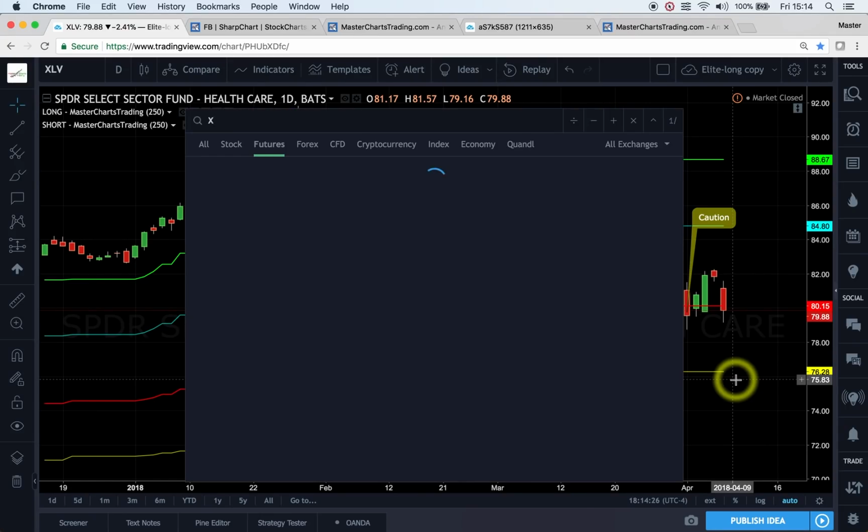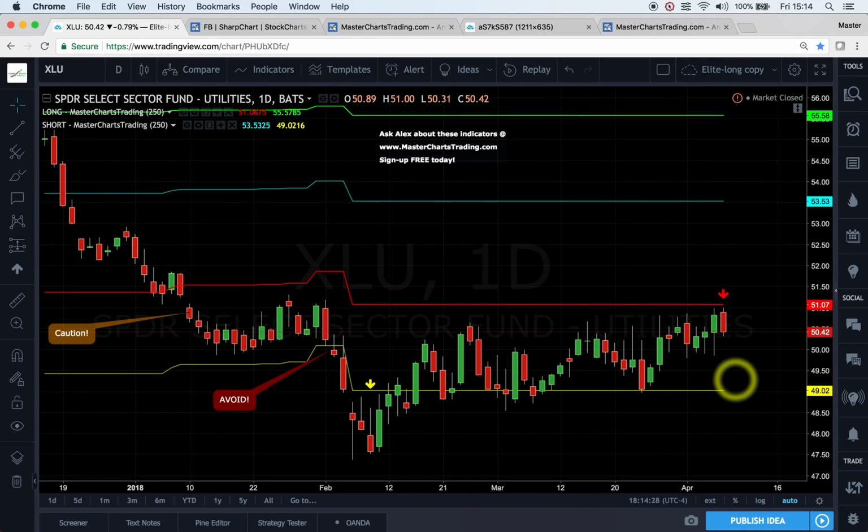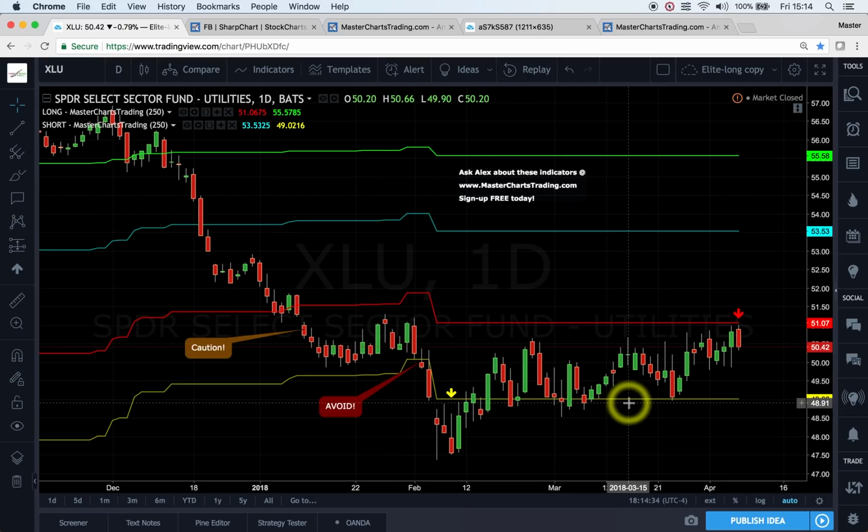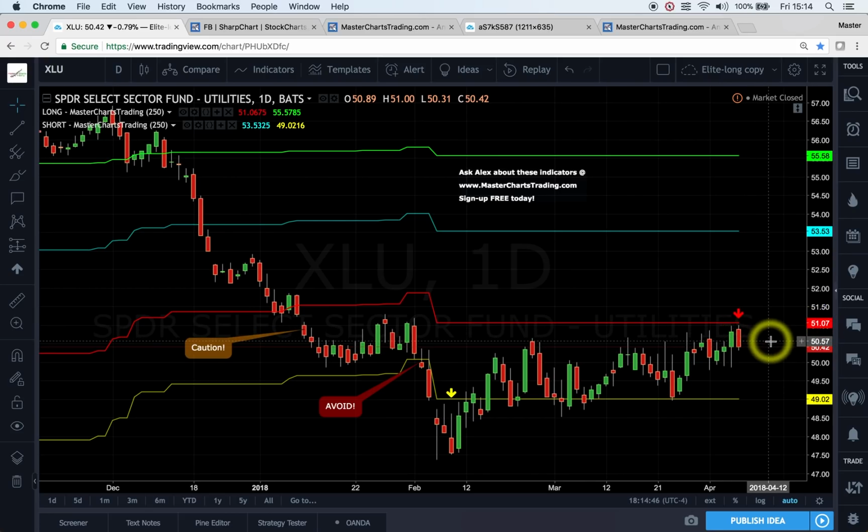And here's utilities, XLU. So if you are a relatively advanced trader and you know how to trade options, you could short XLU via options. And this area, right now I think we are coming to that place, price and time where utilities could potentially be shorted, especially if we make like a slightly higher high above this red line, $51 or so, and then we get a lot of strong selling. Then we could look for a short entry for the utilities.